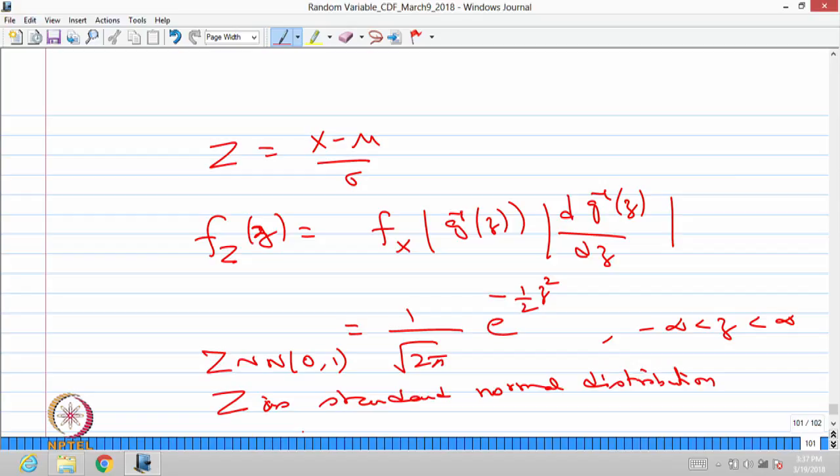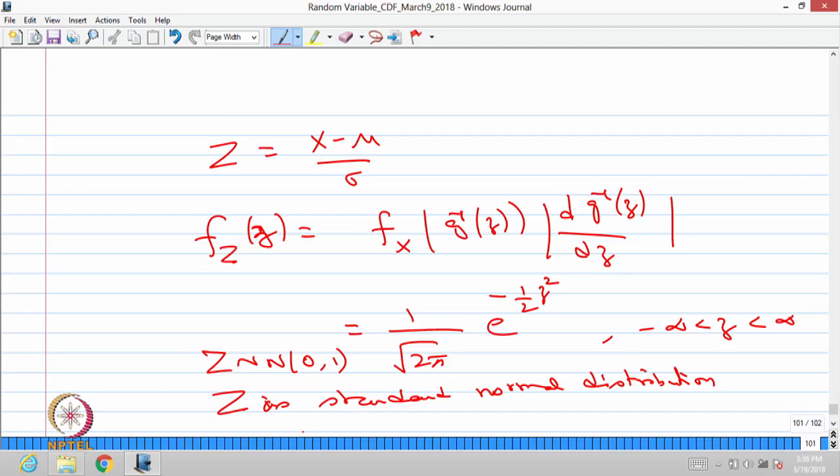That means you do not need to specify the values. The value is always mu equal to 0 and sigma square equal to 1. Therefore, we call Z a standard normal distribution. This is obtained by transforming a normal distribution with parameters mu and sigma using (x minus mu) divided by sigma, which gives a standard normal distribution. That means whenever you have a normal distribution, you can always do this transformation, (x minus mu) divided by sigma, to get the standard normal distribution.